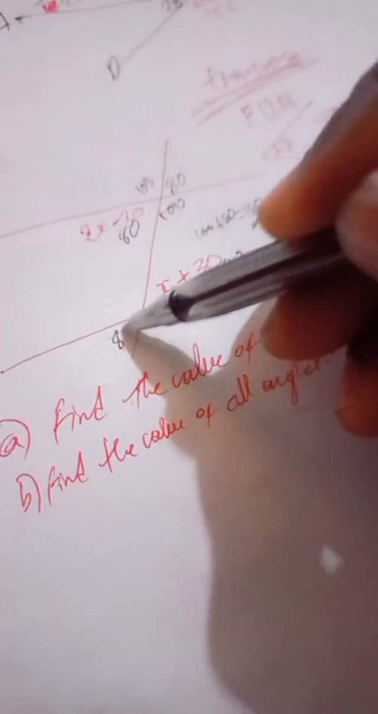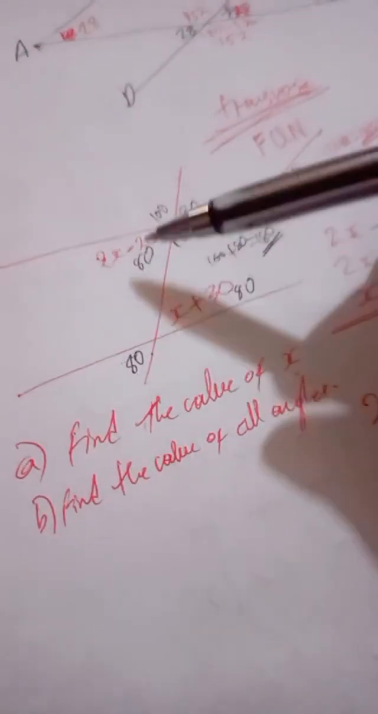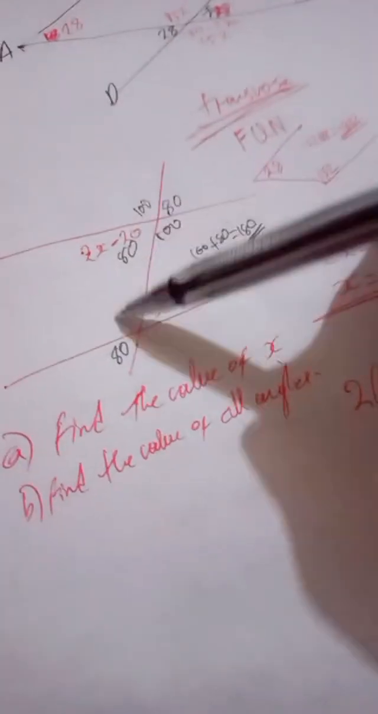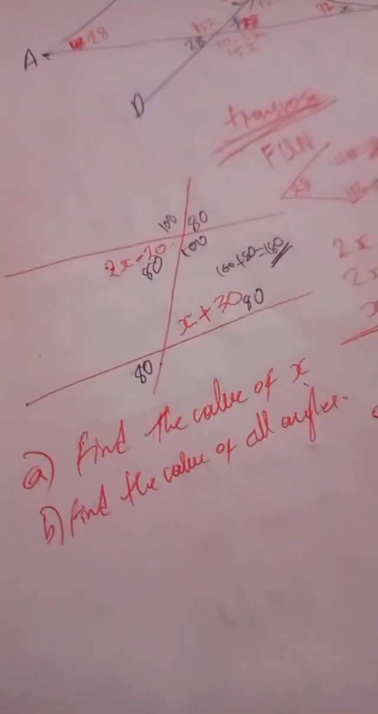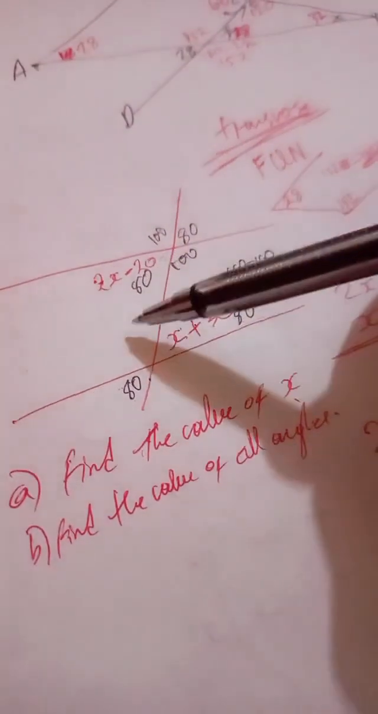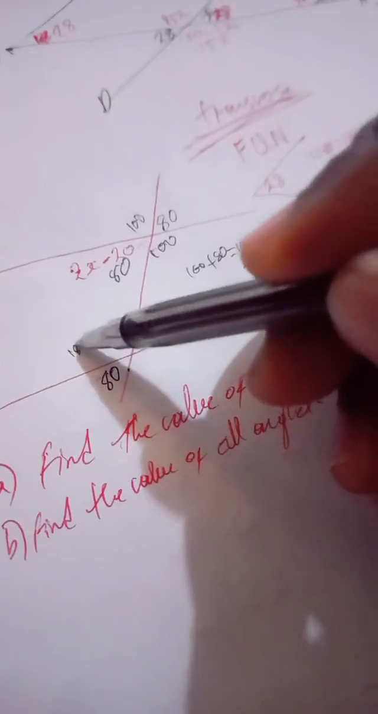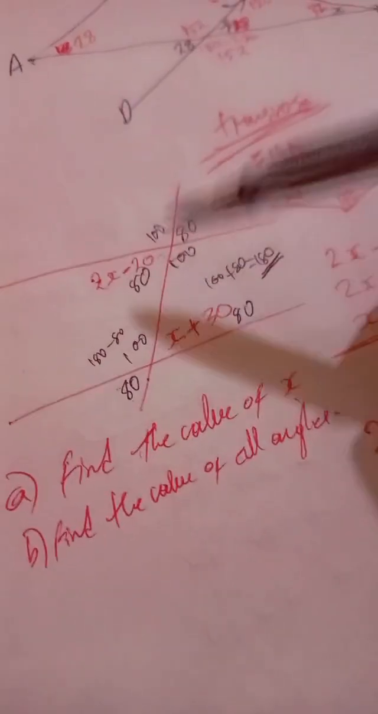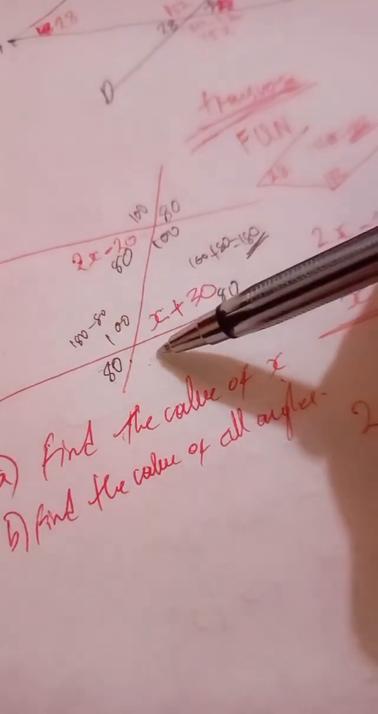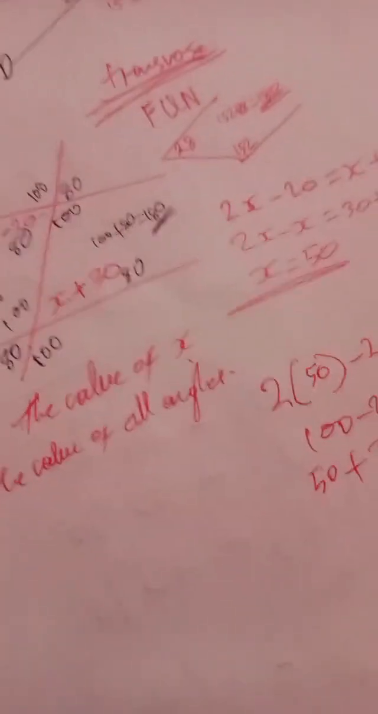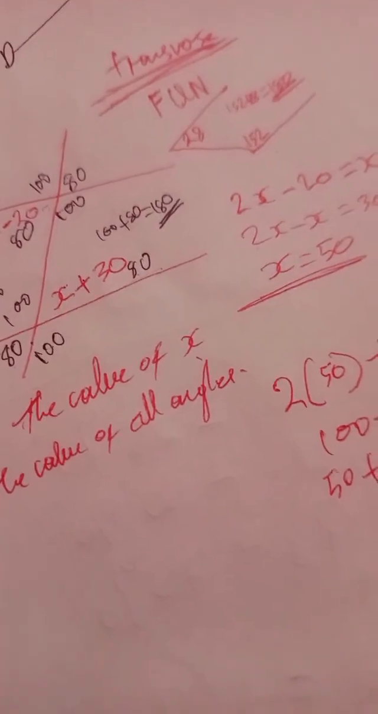This is 80. So this is what? Vertically opposite. We get 80. And then to get this, you can use a straight line or co-interior. It's up to you. All these concepts support each other, right? So here, 180 minus 80 gives us 100, right? And then this angle is vertically opposite to this, which means this is 100.